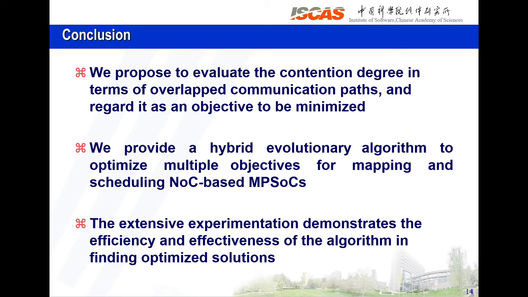So let me make a conclusion. In this paper, we propose to evaluate the contention degree in terms of overlapped communication paths and regard it as an objective to be minimized. Regarding this problem, we provide a hybrid evolutionary algorithm to optimize multiple objectives for mapping and scheduling network-on-chip-based multiprocessor system on chips. The extensive experimentation demonstrates the efficiency and effectiveness of the algorithm in finding optimized solutions.